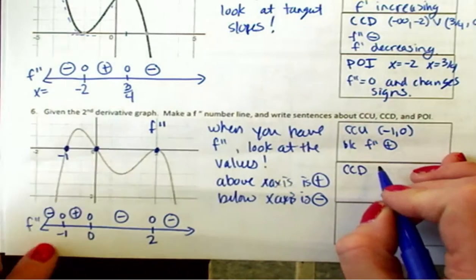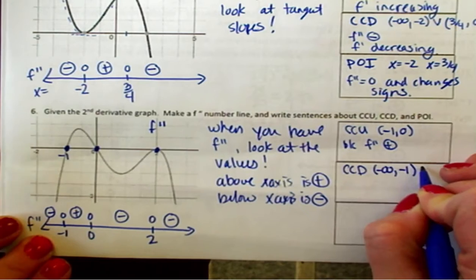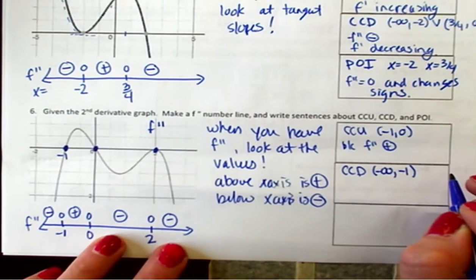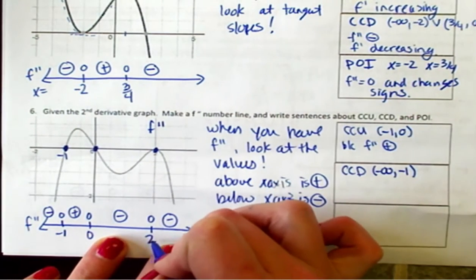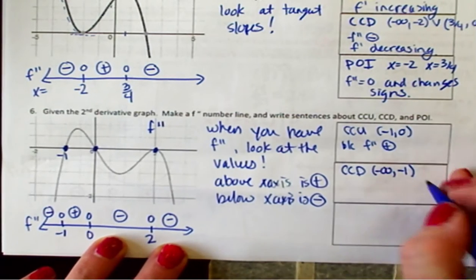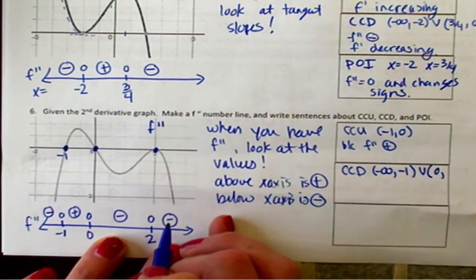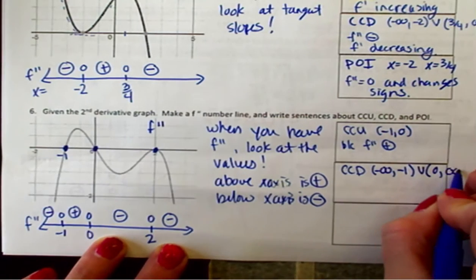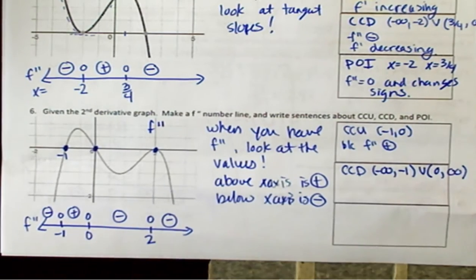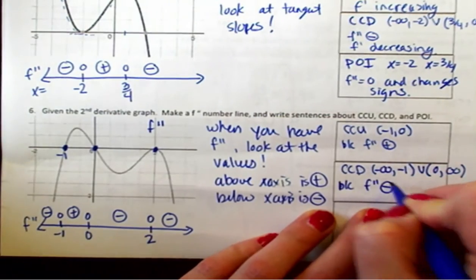Concave down, -infinity to -1. Okay, so I'm not really going to be picky about this. You can stop it at 2 or you can go right past 2 because it's concave down on both sides. So I'm going to go ahead and include from 0 all the way to positive infinity because it doesn't change there. It just flattens out, but it's still concave down. Because second derivative negative.